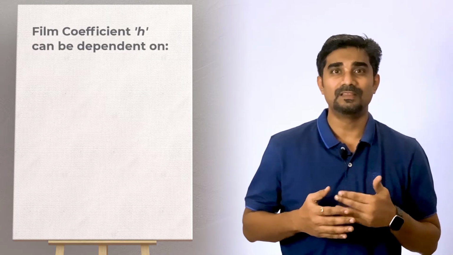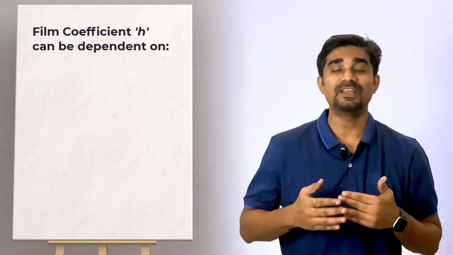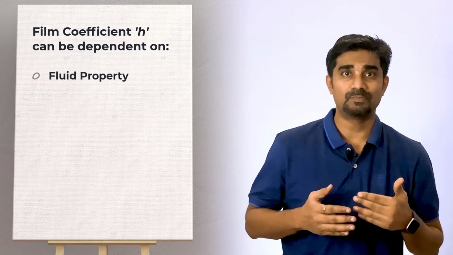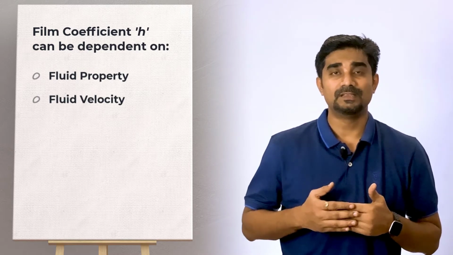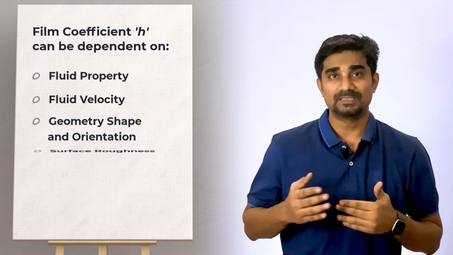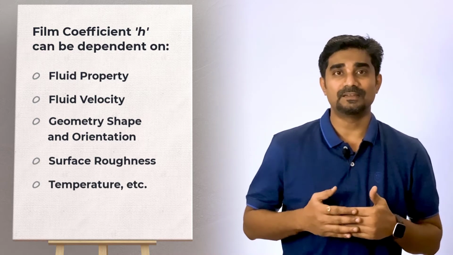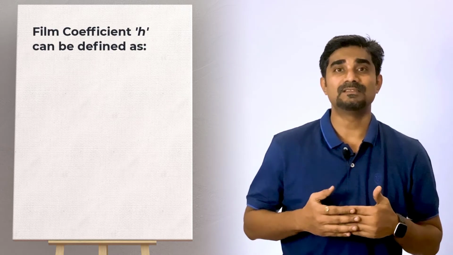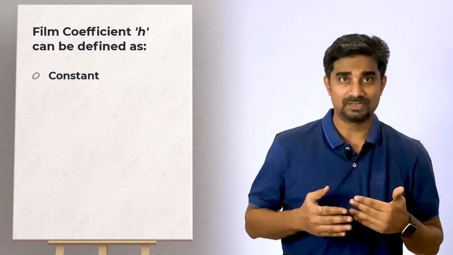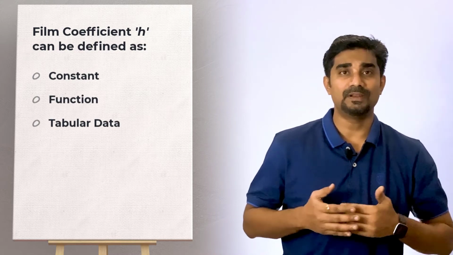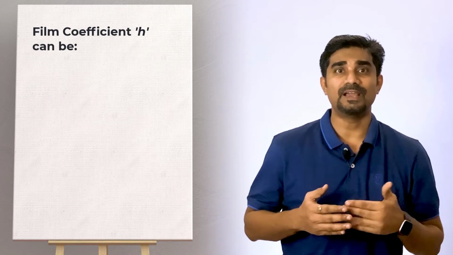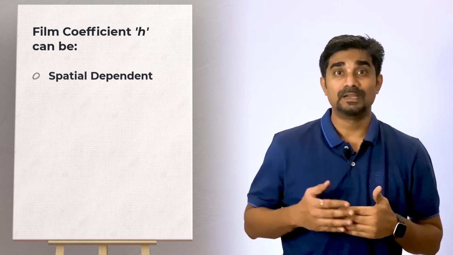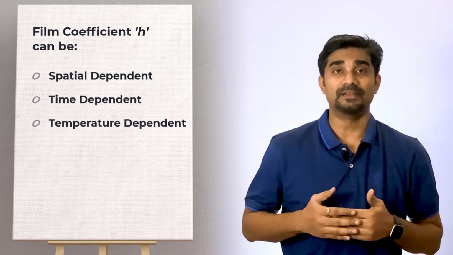Now let's focus on film coefficient H. The film coefficient can be dependent on various physical variables like fluid property, fluid velocity, geometry, shape and orientation, surface roughness, and temperature, etc. Note that film coefficient H does not have to be constant. In ANSYS, H can be defined as a constant, a function, or a tabular input, and it can be defined as spatial dependent, time dependent, or temperature dependent.